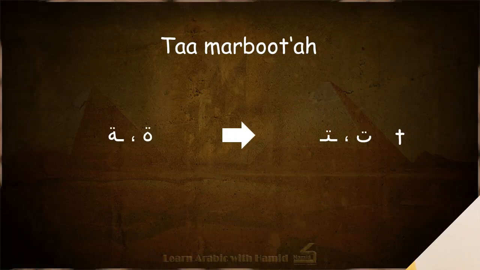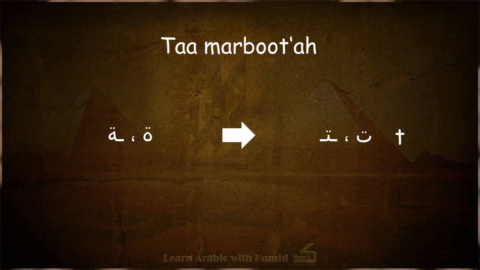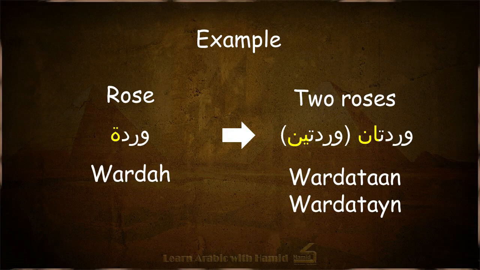We make in Arabic a small transformation. Instead of the Ta Marbuta, we add ta instead. So it's pronounced as ta instead of ha. So warda becomes wardat, and then we add the alif noon. So wardatan. And this is the nominative case. The accusative and genitive becomes wardatain. So pay attention to this. This is very, very important.